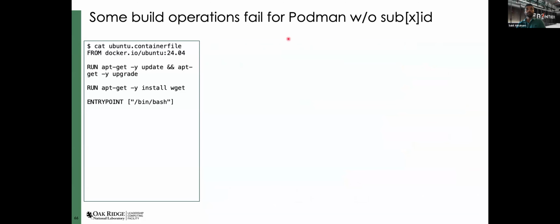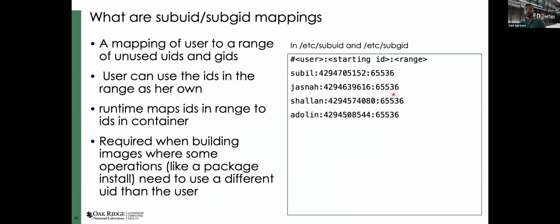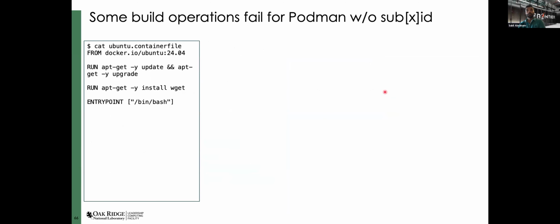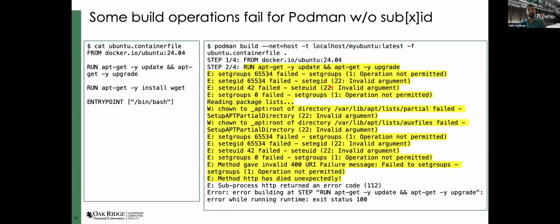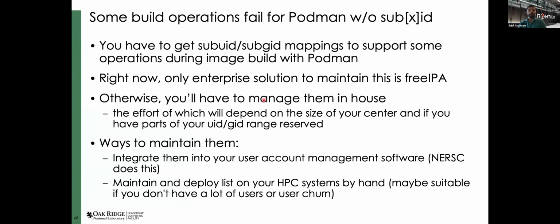But if you have these mappings, Podman is able to take those extra UIDs and map them to UID 0 through whatever within the container, so that from apt-get's perspective, it does in fact have access to UID or GID number 65,534, and it will allow apt-get to complete correctly.